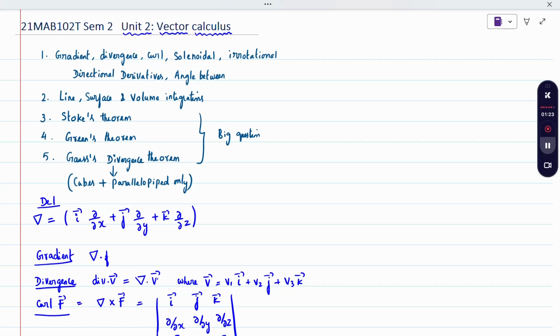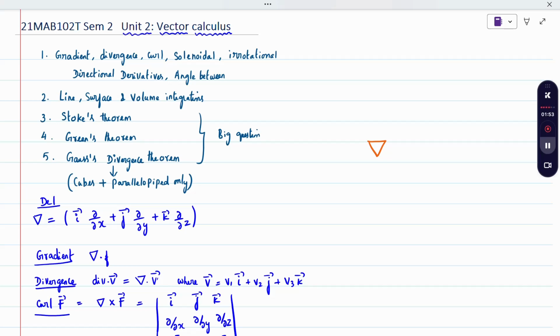For example, what do you mean by del? We have to write the del like this, upside down. Okay, this is called del. We pronounce it as an operator. So when I say del, you have to write the triangle upside down, and that's called del. It's nothing but i vector into dou by dou x plus j vector into dou by dou y and k vector into dou by dou z.